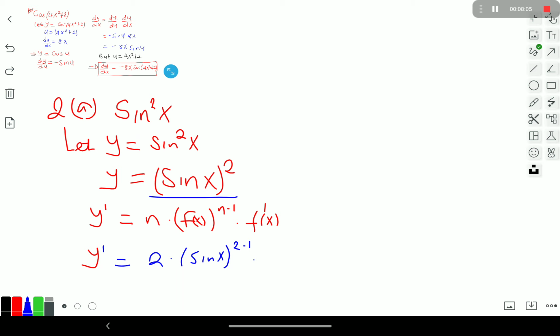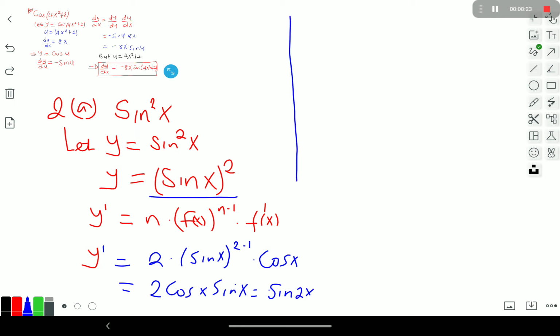If you differentiate sin, we get what? We get cos x, and the whole of this will be 2 cos x sin x. Someone can still continue and say that this is the same as sin 2x. Now let us use the other method, the double angle formula.